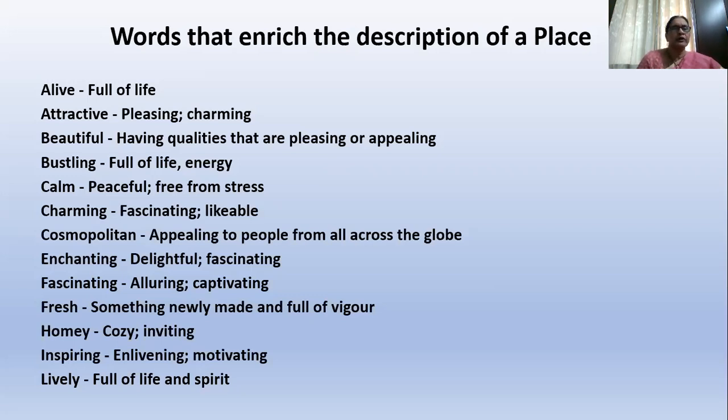You can describe a place as cosmopolitan. All the cities across the globe we call cosmopolitan cities. You can use the word cosmopolitan if you are describing any kind of city like Calcutta, Hyderabad, New York. Enchanting is another word you can use, which means very delightful, fascinating, charming. You can use these kinds of words for describing a place.